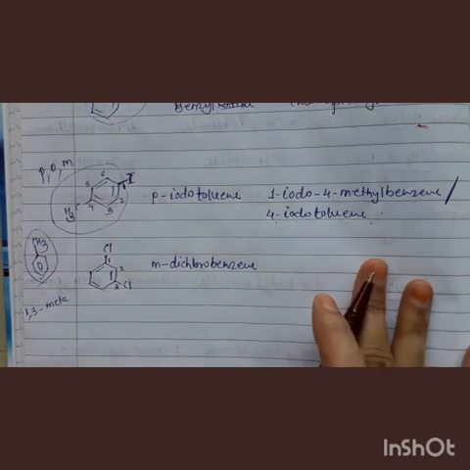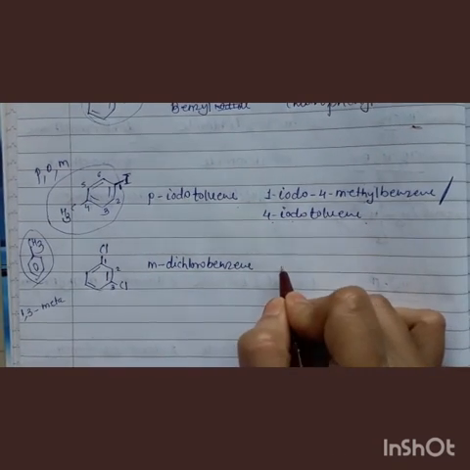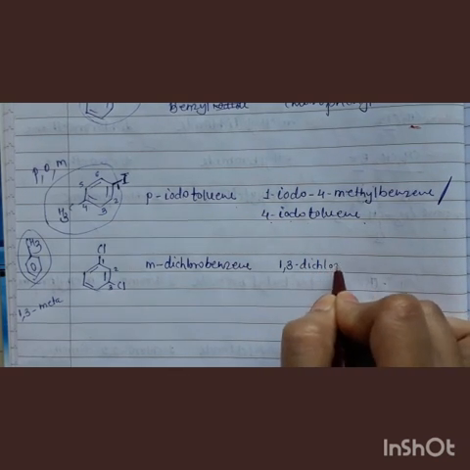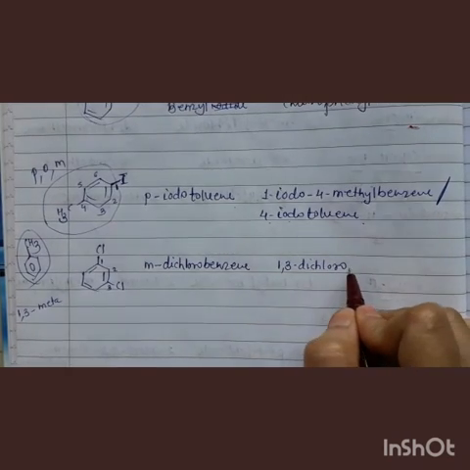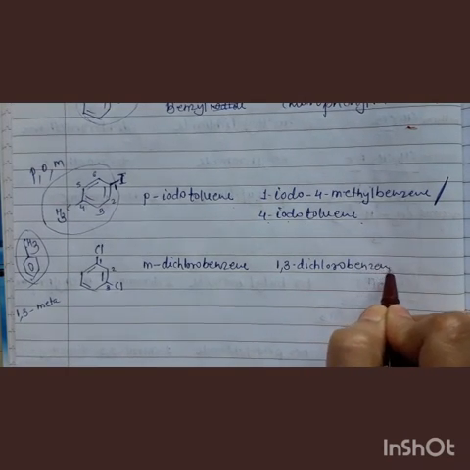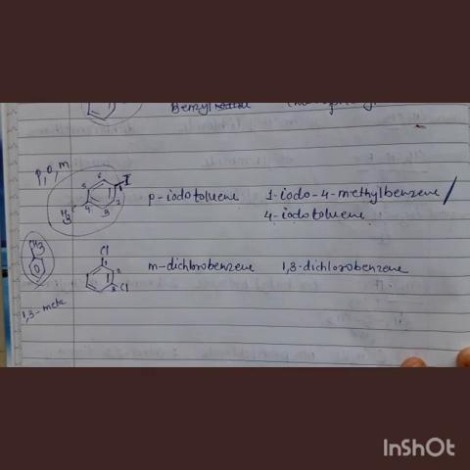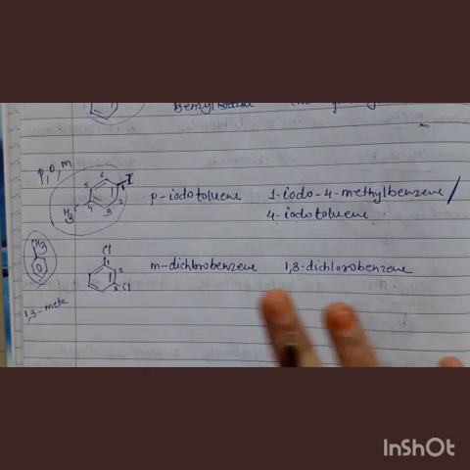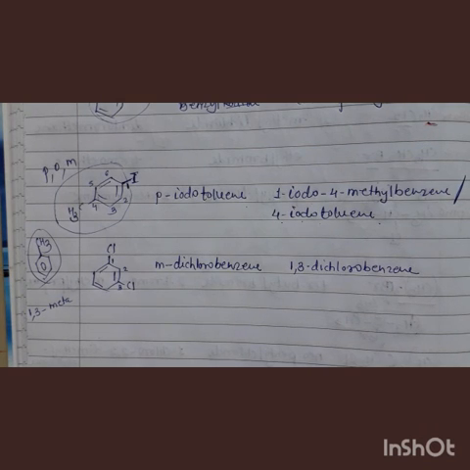Now we have to write the IUPAC name. So there we have to mention the numberings. So 1, 3 dichloro. Understand? 1, 3 dichlorobenzene. So these were some examples of halogen derivatives, compounds containing halogens and their common names and IUPAC names. So let us stop here.